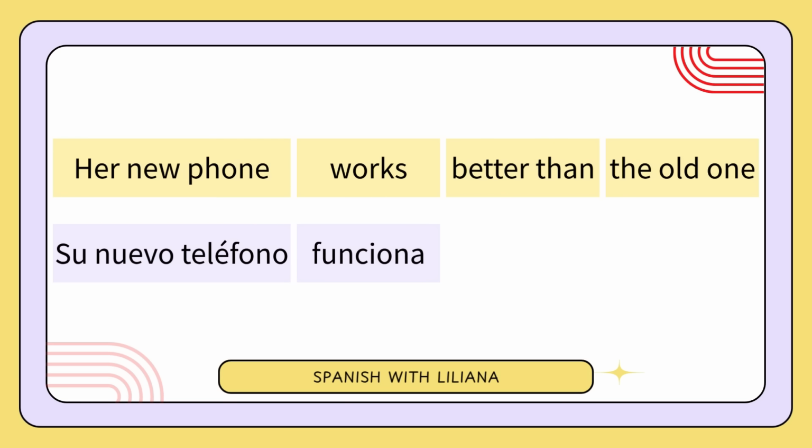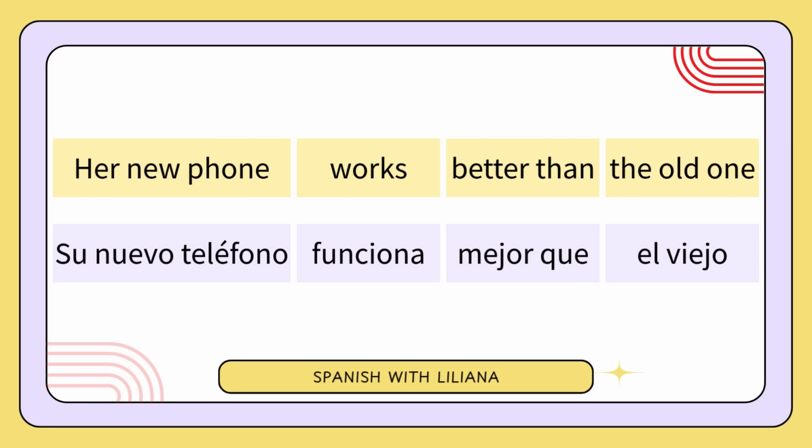Works, in this case, is conjugated as funciona. So work in Spanish can mean trabajar, but when we're talking about a thing, we use it as funcionar. So funciona. Better than in Spanish is mejor que. The old one. In Spanish, it's just el viejo. So in English, we have to include a placeholder word for the noun, right? When we omit it, like one, the old one. In Spanish, we can drop it because the adjective or the article already tells us what we mean.